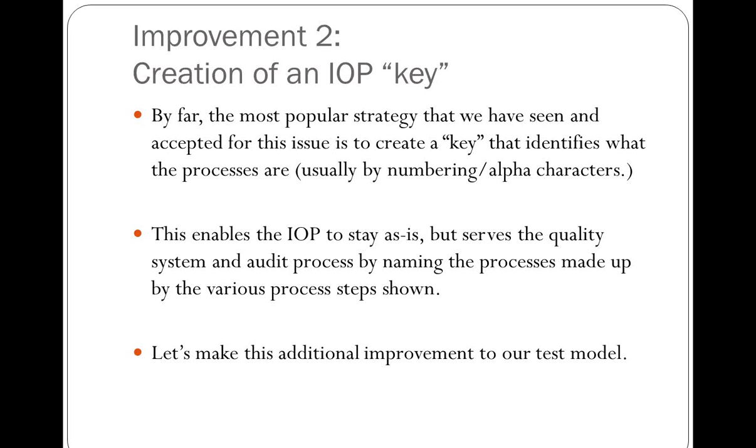Now, additionally, we feel that a good strategy, and it's a popular strategy, is to create a key that identifies what the processes are. Now, this is done usually by numbering or alpha characters. For purposes of this presentation, we've opted to use coloring to show it. Any of these approaches are considered acceptable. Again, what this enables us to do is to leave the IOP as is, but it serves the system and it serves the audit process by identifying what are the processes. So let's make this additional improvement to our test model.